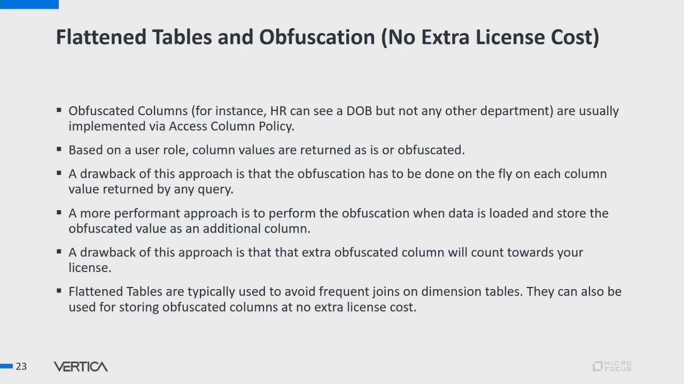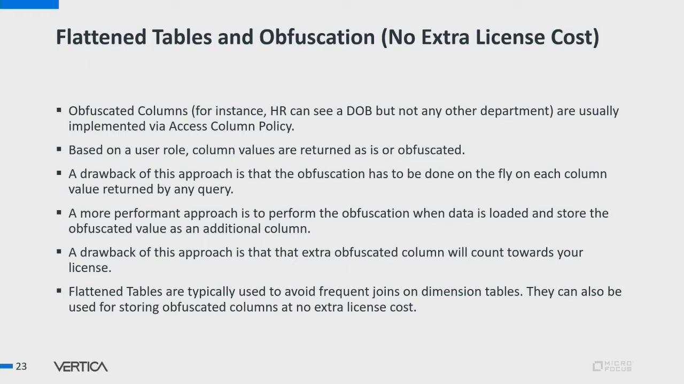I'm going to now move on to another high impact feature, and it's really a combination of two features, obfuscation or masking and flattened tables. So an obfuscated column, an example would be HR can see a date of birth, but not any other departments. Usually in Vertica, that's implemented via an access column policy. And the policy works like this. It's like a filter. So based on the user role, column values are written as is or masked or obfuscated.